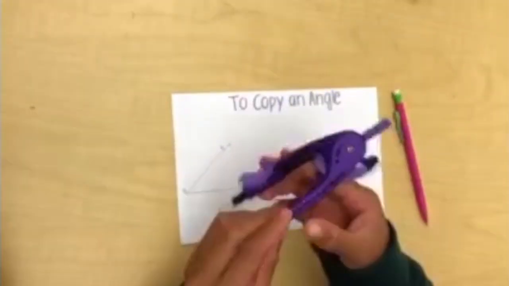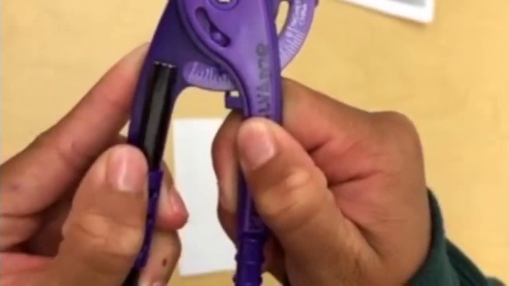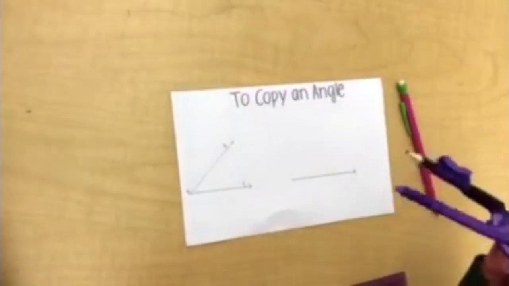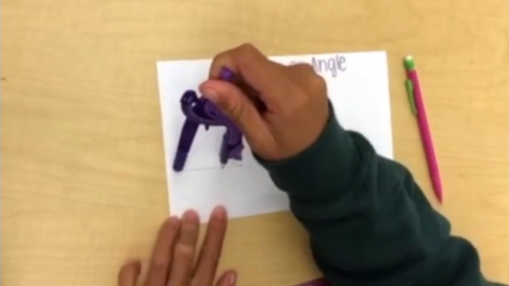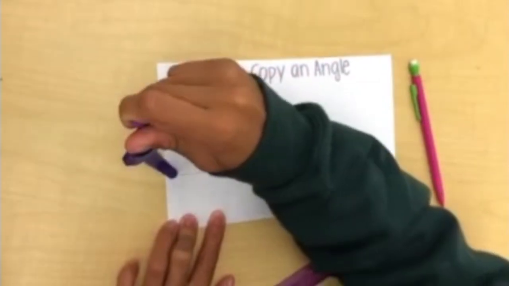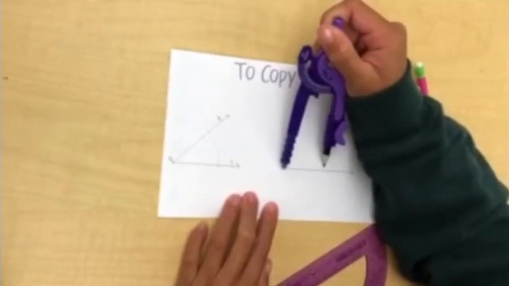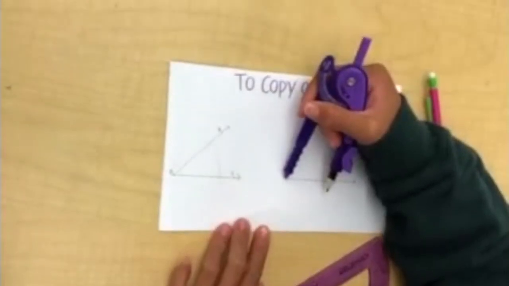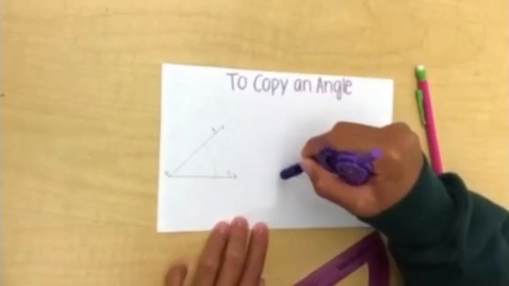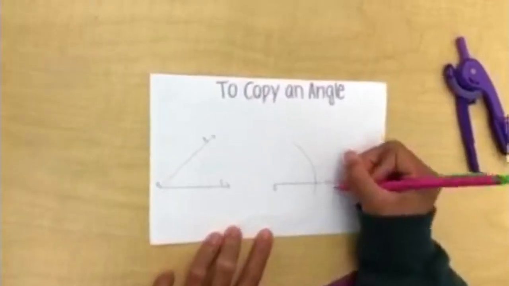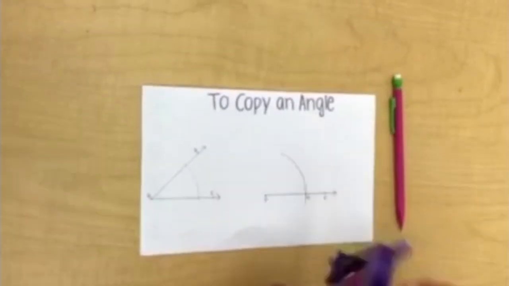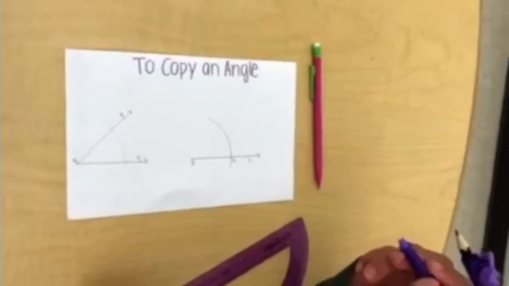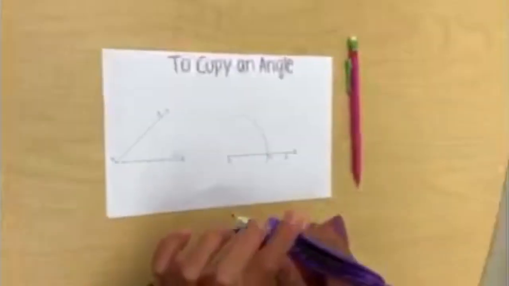Then, you will choose a setting on your protractor and draw an arc centered at point B, which intersects ray BA and ray BC. Then, you will draw an arc with the same radius centered at point D. Then, on the arc you are copying, you will draw an arc centered at point G that goes through point F.